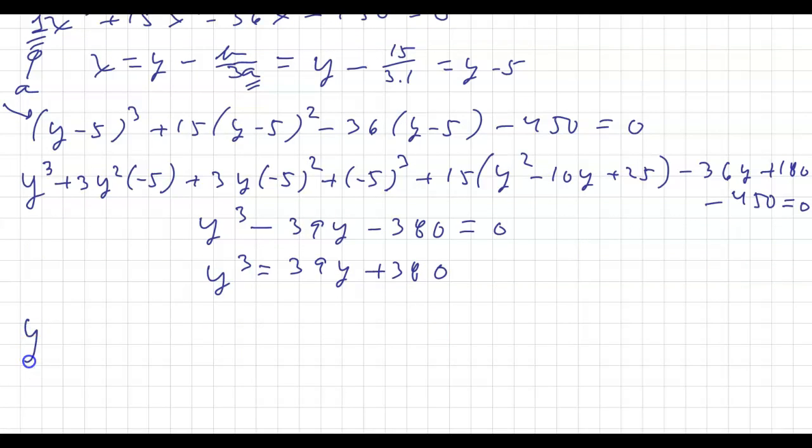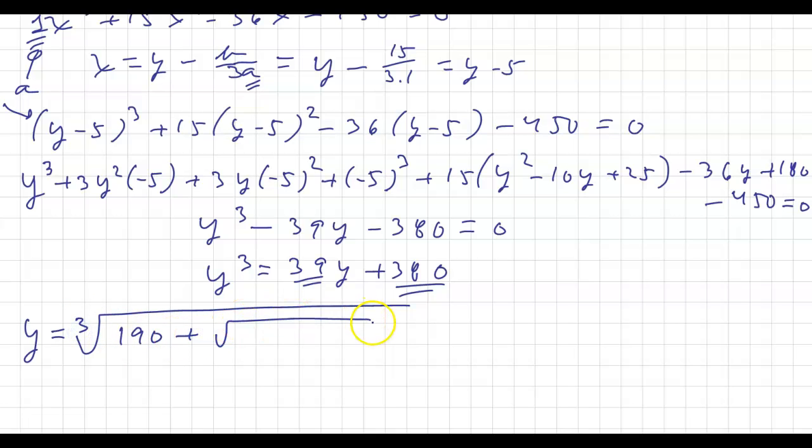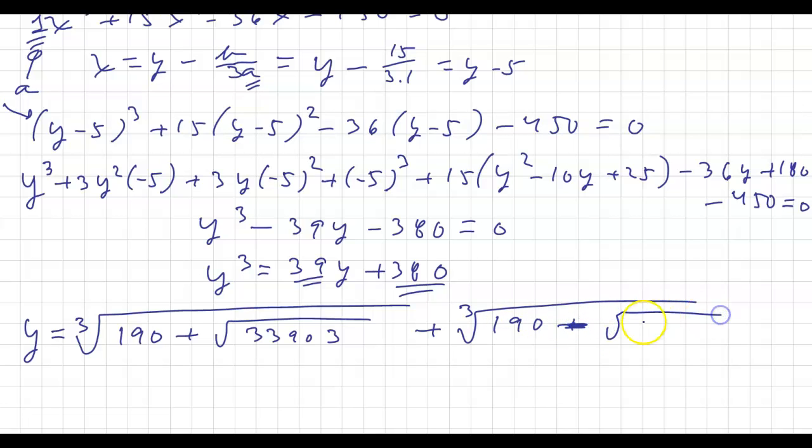And this is a good one for using the formula, especially when this number is even and this number is divisible by 3. You would end up with the cube root of 190 plus the square root of 33,903 plus the cube root of 190 minus the square root of 33,903.